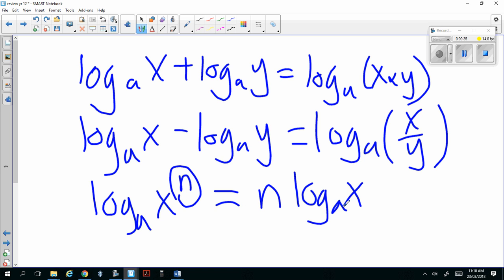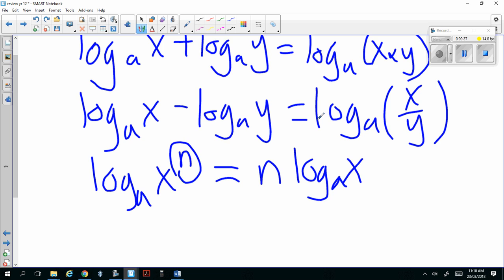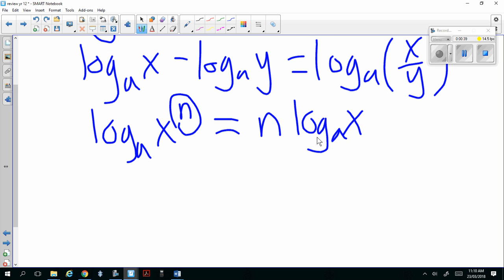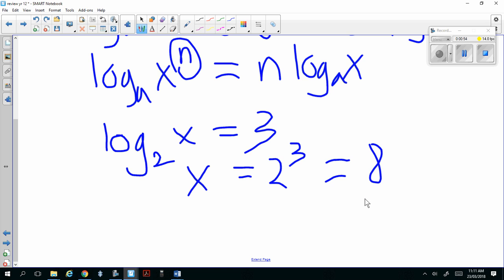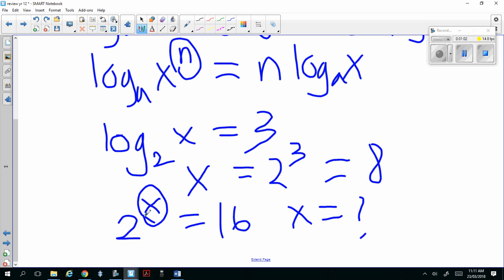Today we'll also learn how to solve a log equation. For example, if I have log base 2 of x equal to, say, 3, you just write it in index form: x equals 2 to the power of 3, which is 8. Today we're going to solve an exponential equation where 2 to the power x equals a number like this. I have to find out what x is.